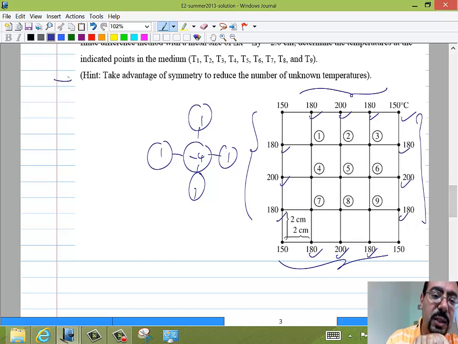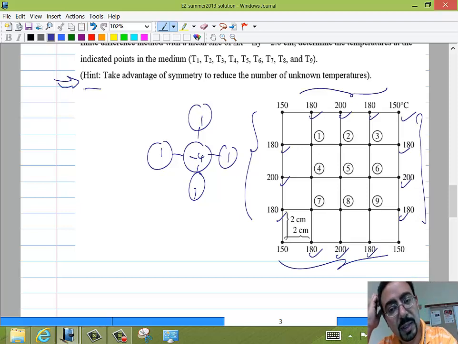So fortunately for us, he said, hint, take advantage of the symmetry to reduce the number of unknown temperatures. So before we even think about writing the equations and solving them, we have to tell ourselves, it cannot be 9 equations and 9 unknowns. I bet there is symmetry that will help us to reduce the number of unknowns. So where is the symmetry?